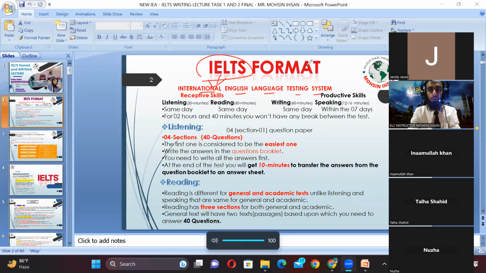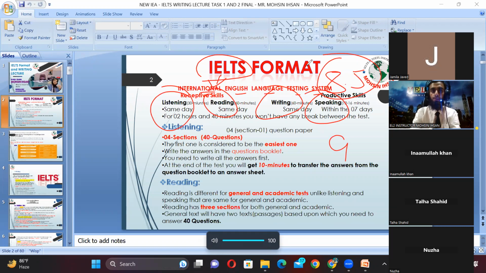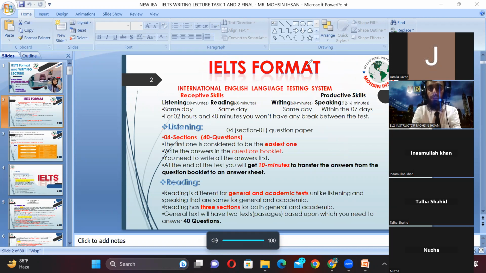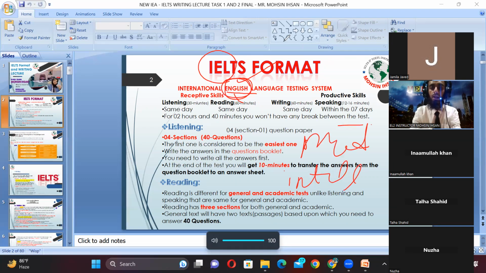All right, coming towards the topic, here 4 modules are there. The target is 9 or 8.5 to achieve the best score. Overall, the first thing you have studied so far is that IELTS stands for International English Language Testing System. Here this word is highlighting that the test is of English. The test is not of your intelligence. The test is not of your physics, or your medical or chemistry or any other subject. It is the test of English, not psychology or any other feelings.